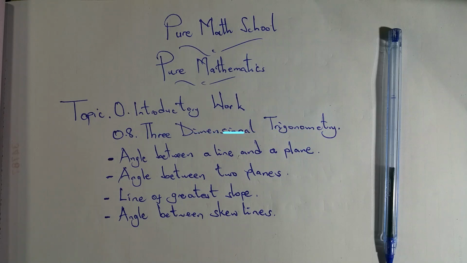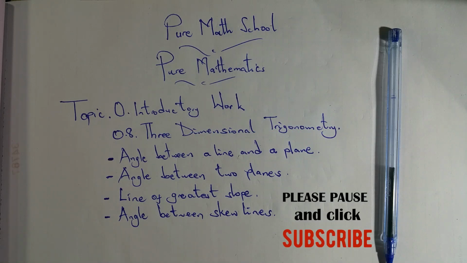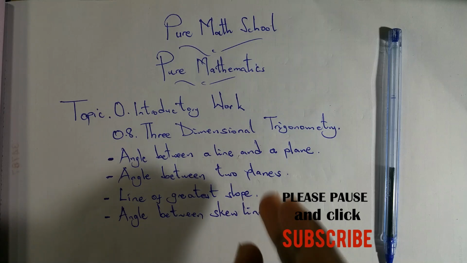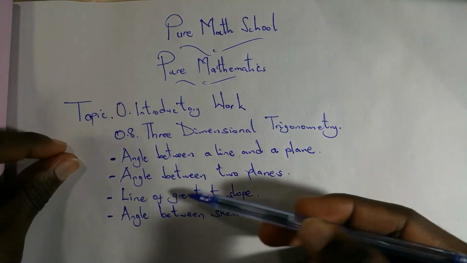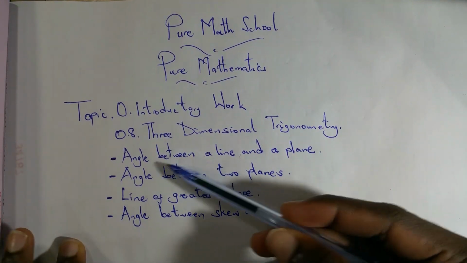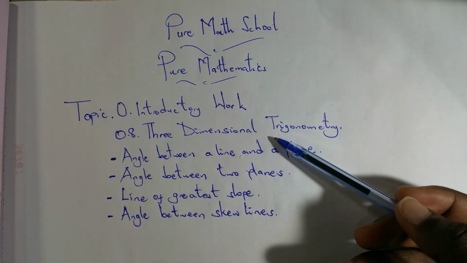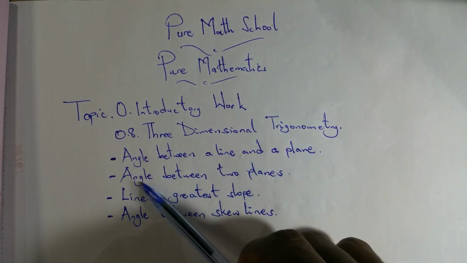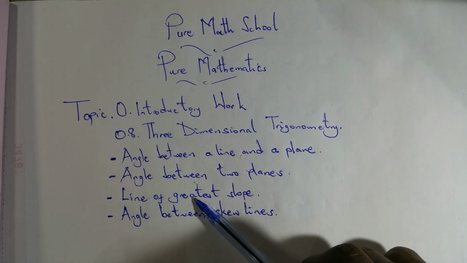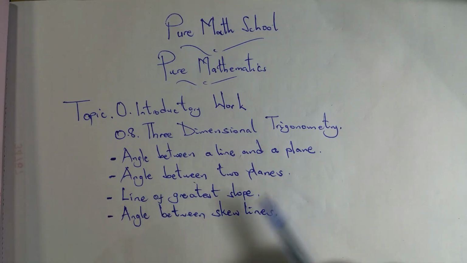Today we are still continuing with our introductory work. That's our 8th part right now, three-dimensional trigonometry. And these are the things we're going to briefly look at under this three-dimensional trigonometry. We're going to look at the angle between a line and a plane, angle between two planes, line of greatest slope, angle between skew lines.